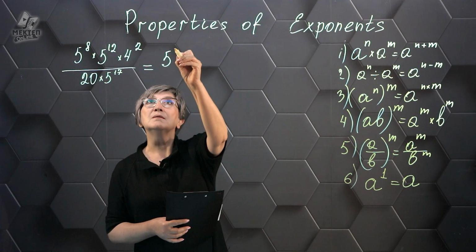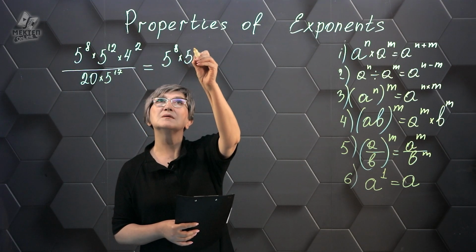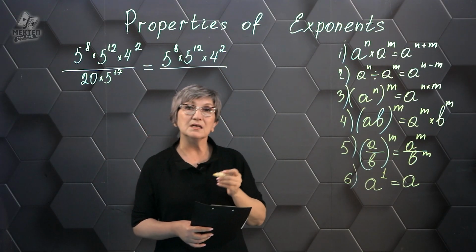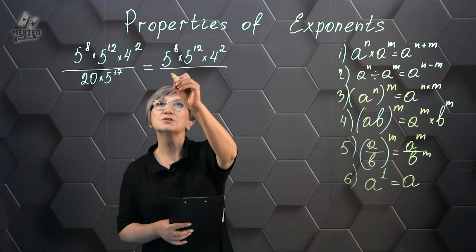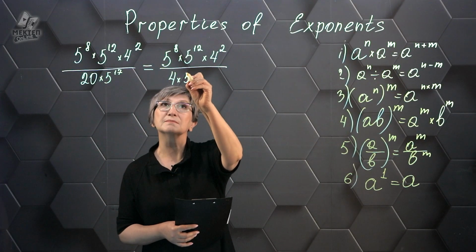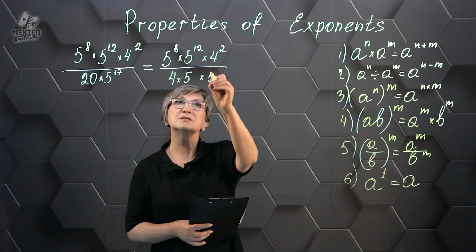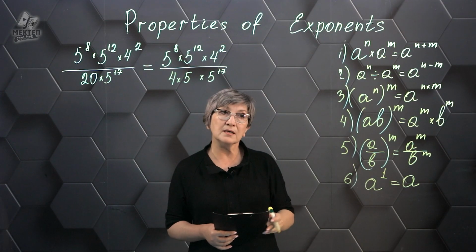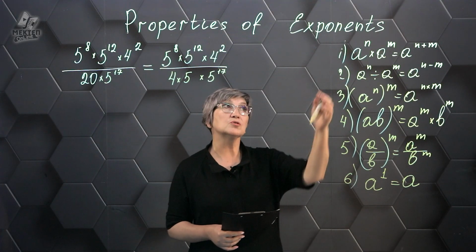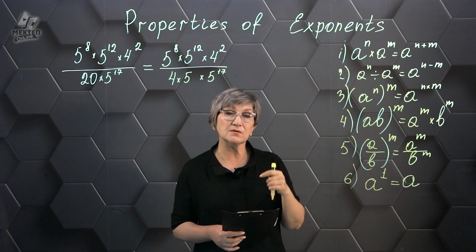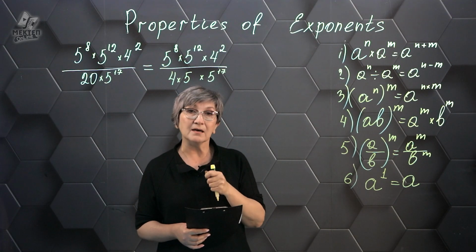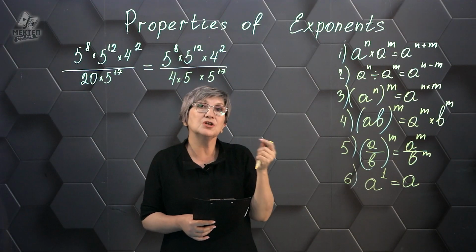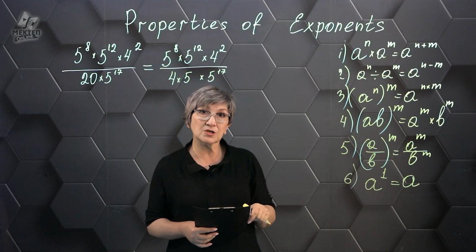Let's first write down 5 to the power of 8 times 5 to the power of 12 times 4 to the power of 2, divide. I'll write 20 as the product of 4 and 5 and multiply by 5 to the power of 17. Why is it 4 times 5 and not 2 times 10? The point is that in order to apply our properties, we need the base to be the same. That's why I wrote the number 20 as 4 times 5, not 2 times 10.